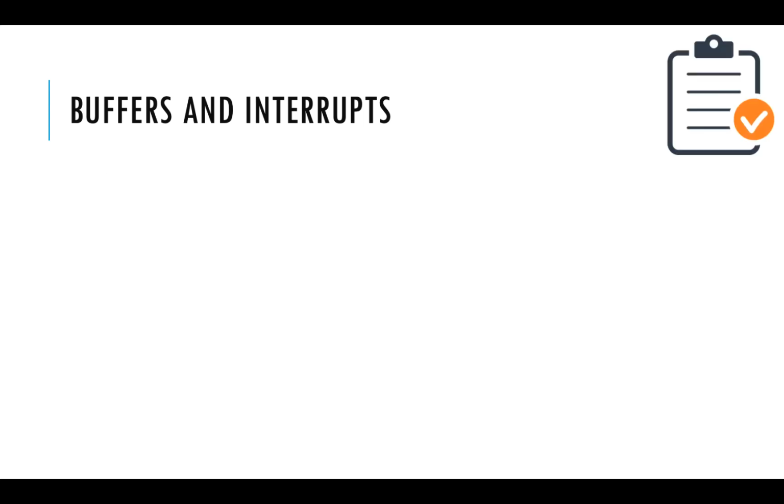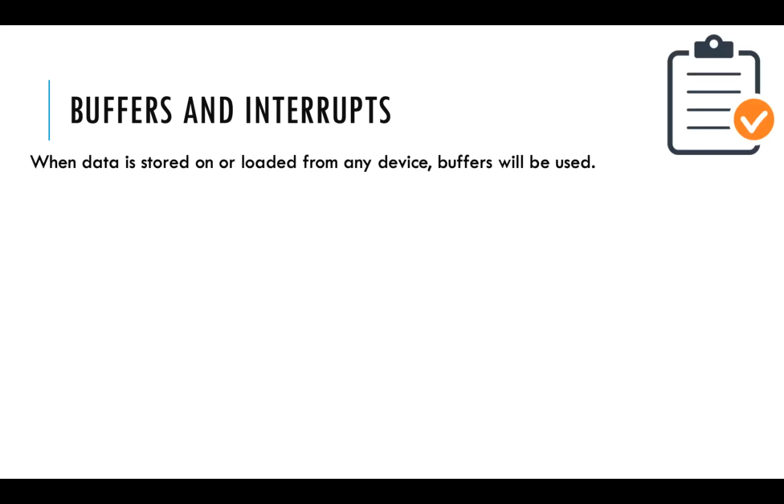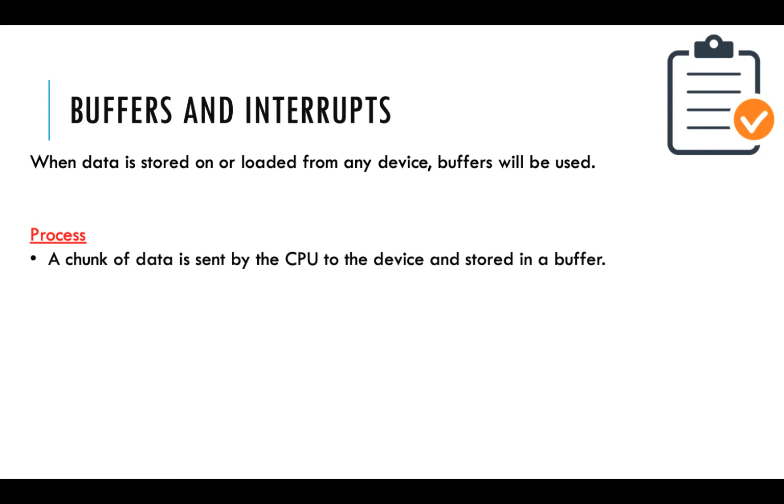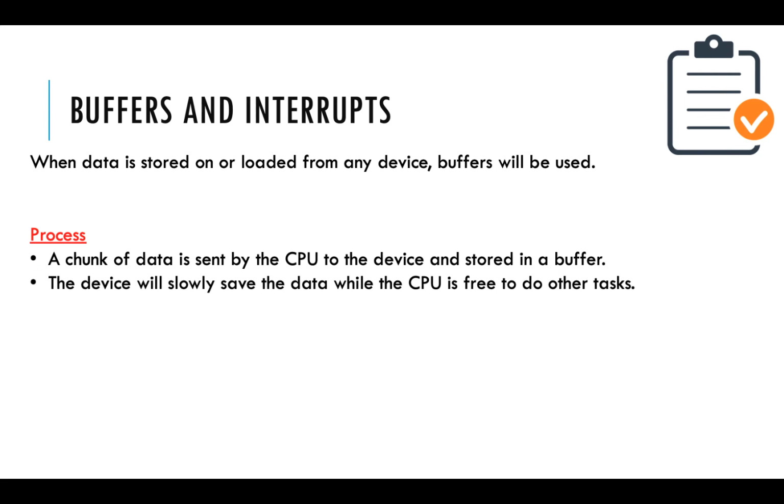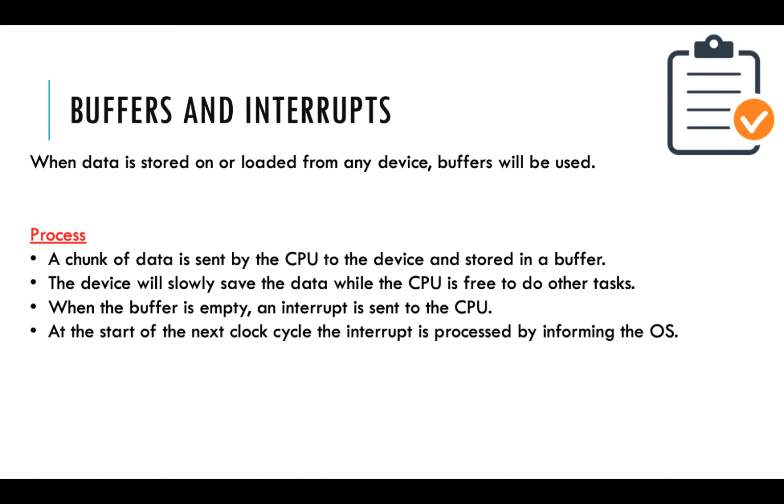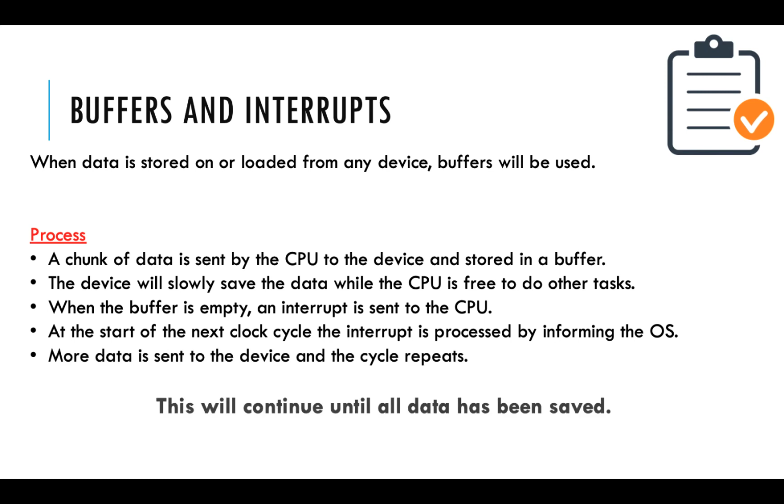So when data is stored or loaded from any device, buffers will be used. And this is the process of a buffer. A chunk of data is sent by the CPU to the device and stored in a buffer. The device will slowly save the data while the CPU is free to do other tasks. When the buffer is empty, an interrupt is sent to the CPU asking for more data. At the start of the next clock cycle, the interrupt is processed by informing the operating system, and more data is sent to the device and the cycle repeats.